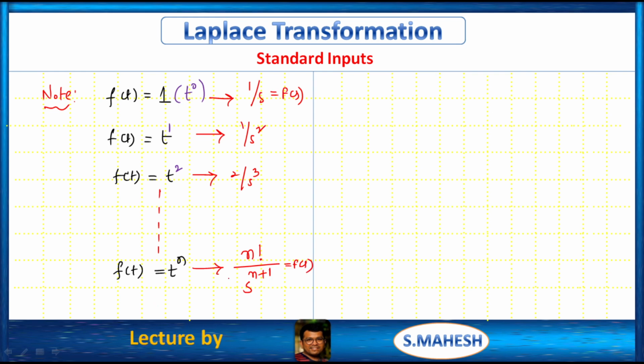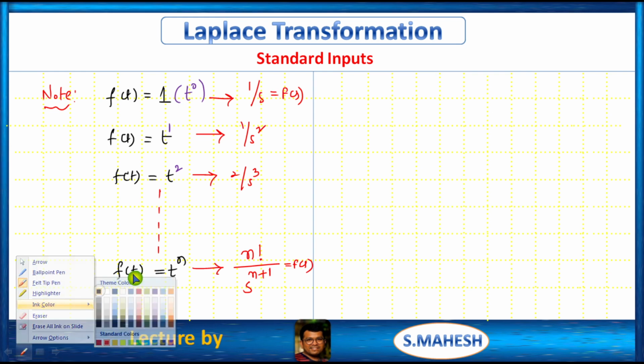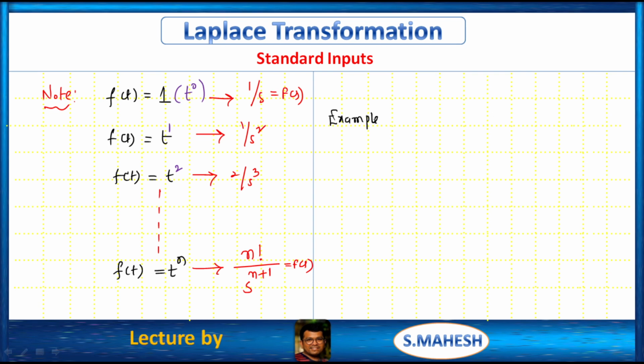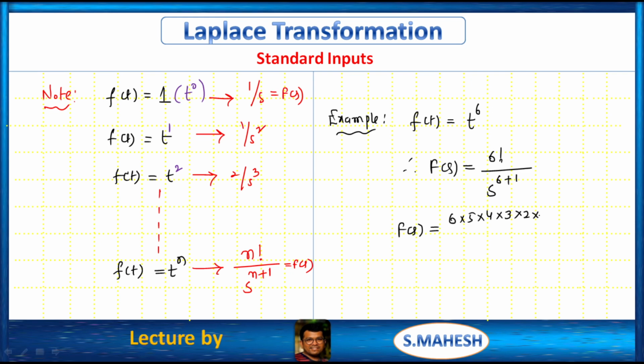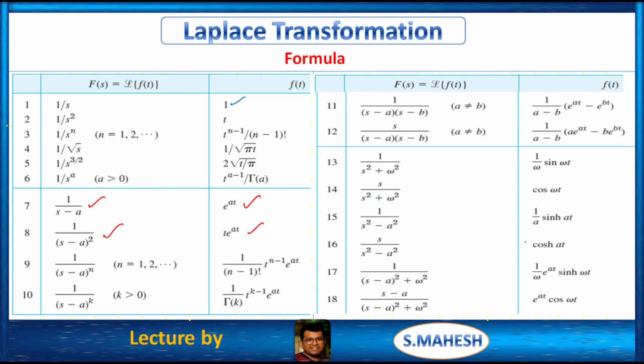Okay, example: f of t, for example, t power 6. Therefore F of s, which is equals to 6 factorial by s power 6 plus 1. That is, F of s is what? 6 factorial means what? 6 into 5 into 4 into 3 into 2 into 1 by s power 7, right? 720 by s power 7. Like that we have to write. This is the generalized formula. Okay, yeah, that's all for this.